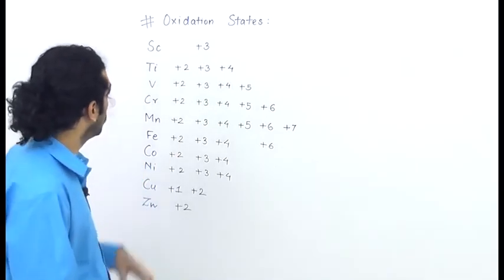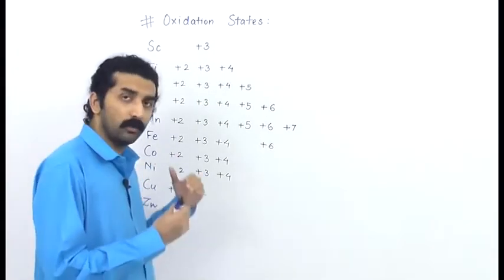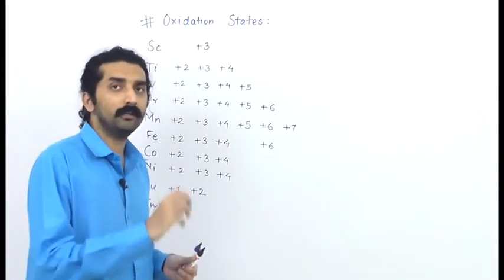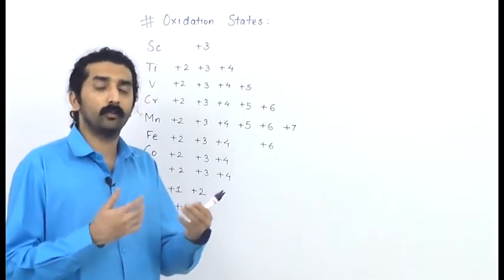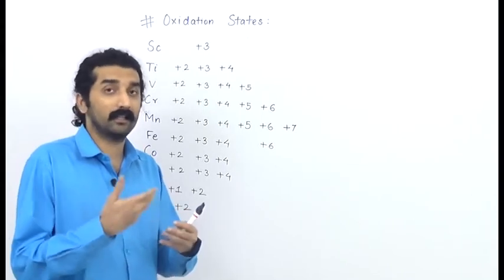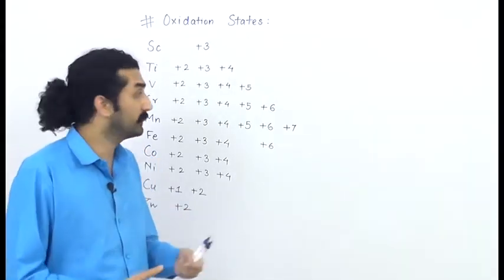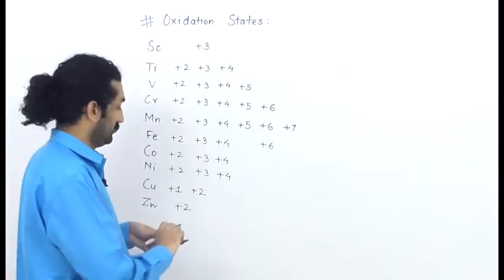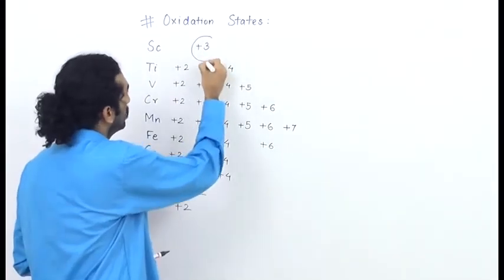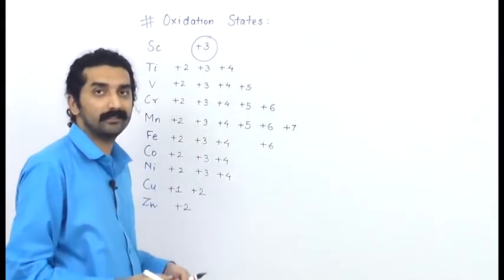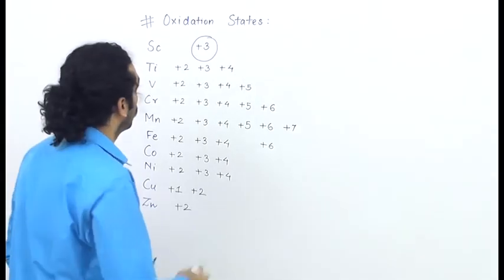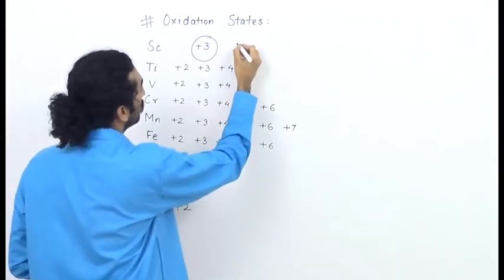So let's try and understand, but first let's browse through this section and understand which are the most dominant oxidation states. That means which are those oxidation states that occur frequently, more often than not, as compared to the others. So scandium, as you can see, has only one oxidation state, +3, and that is how we see it more often. We also saw the electronic configuration of scandium, if you remember.